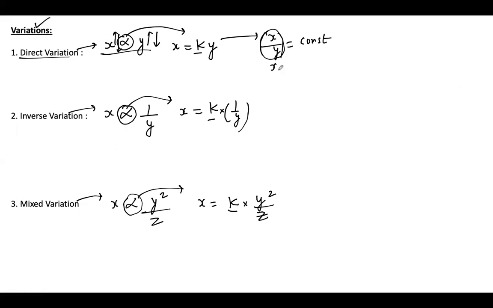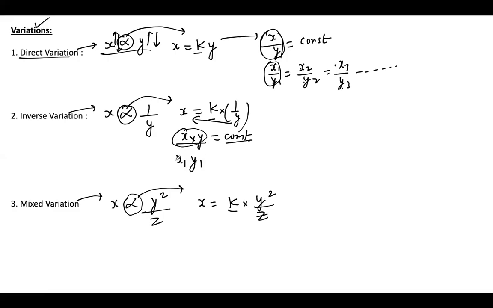For example, x1 upon y1 will be same as x2 by y2, will be same as x3 upon y3, and so on. The relationship between the two will remain the same. The ratio of these two will be the same. Similarly, here I am writing x into y is equal to constant. That means the product of two numbers will always remain constant. So for a set of values, x1 y1 product is equal to x2 into y2 product is equal to x3 into y3 product and so on.